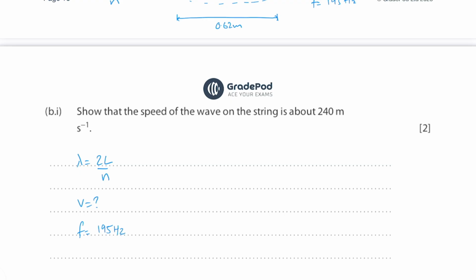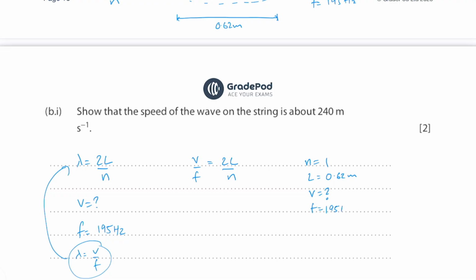Do you remember we took lambda and we said it's equal to V over F? So let's take that and plop it in up there. So V over f is equal to 2L over n. Let's pop in our numbers now. n is equal to 1 because it's the first harmonic. L is equal to 0.62 meters, that's the length of the string. V, we want to know, and f is given.